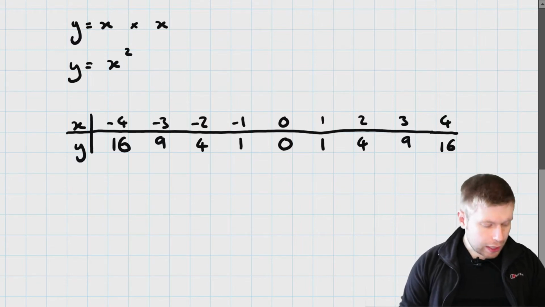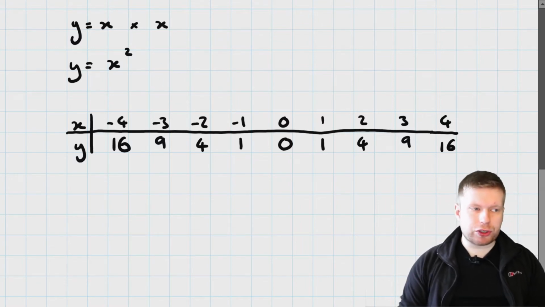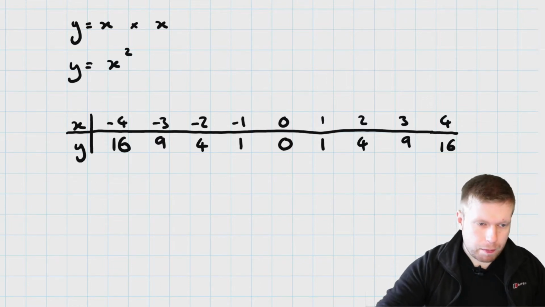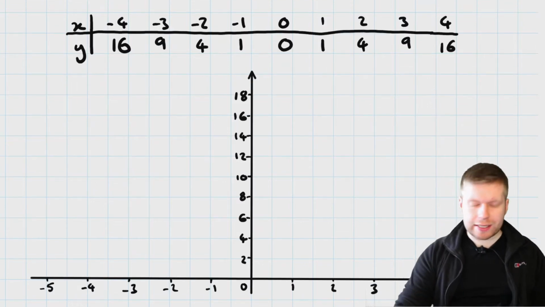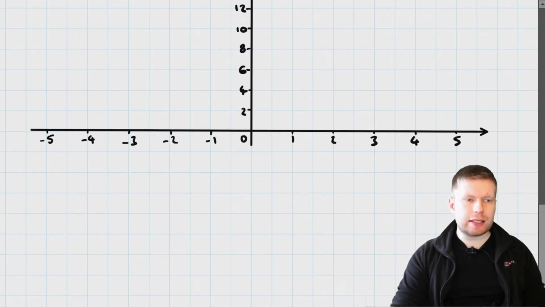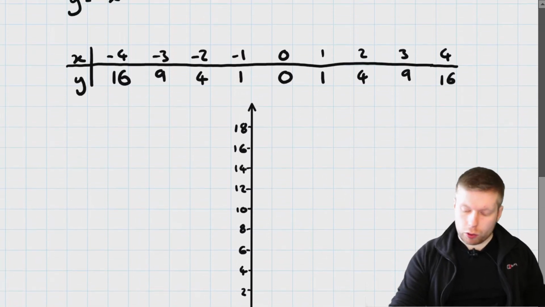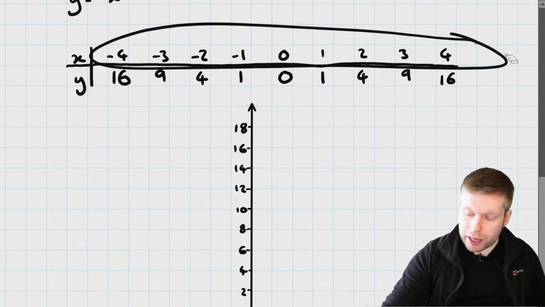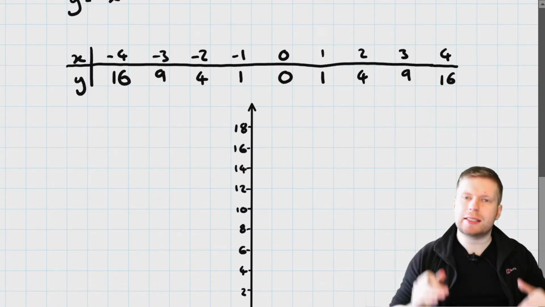Okay? So let's actually see this being plotted on a graph. So here we go. I've drawn myself a set of axes, okay? So I've drawn my x values along the bottom there, going from -5 to 5. Reason being, is I've got the x values from -4 to 4, so I want to make sure I can include them. It's good to give me a little bit of space each side.